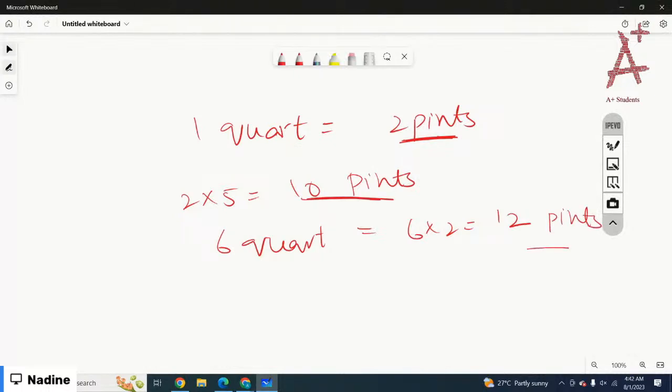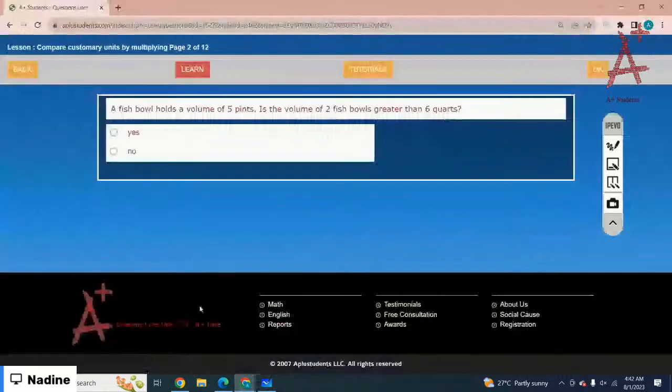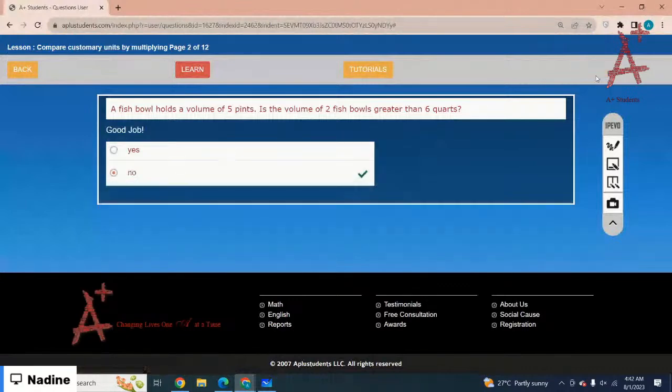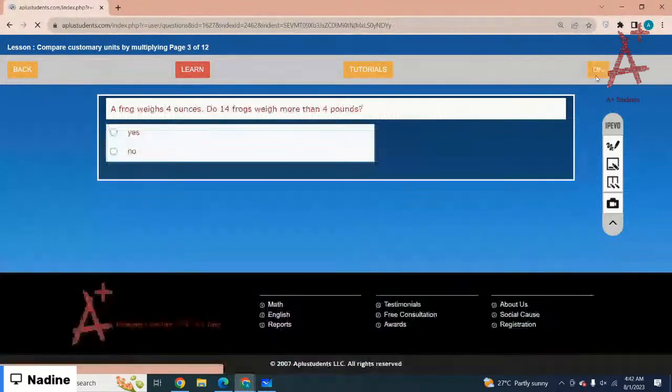That means no. The volume of 2 fish bowls is not greater than 6 quarts, because 2 fish bowls equal 10 pints and 6 quarts equal 12 pints. So they are not equal. The correct option is no, right?